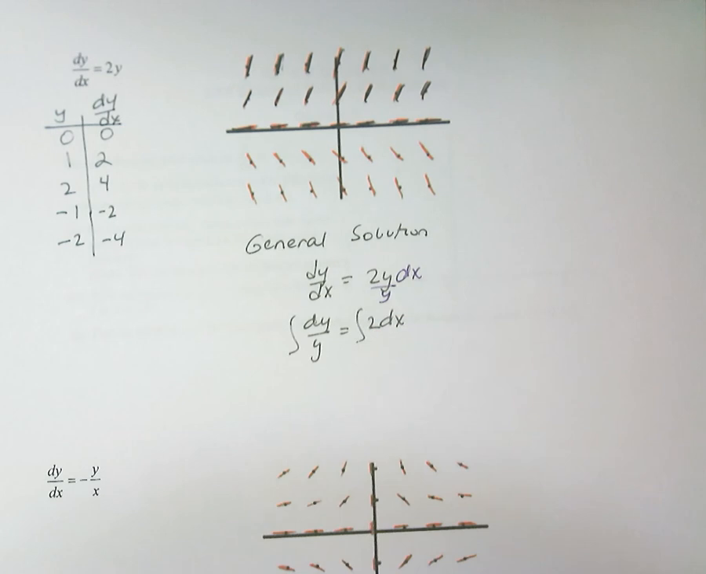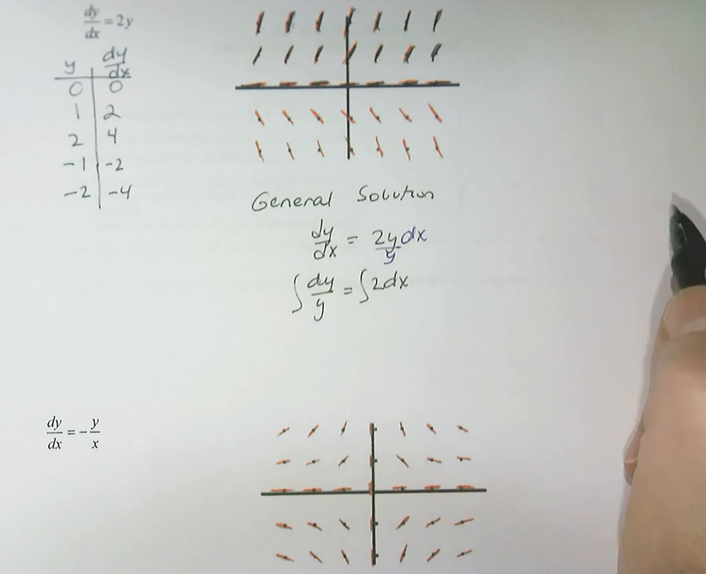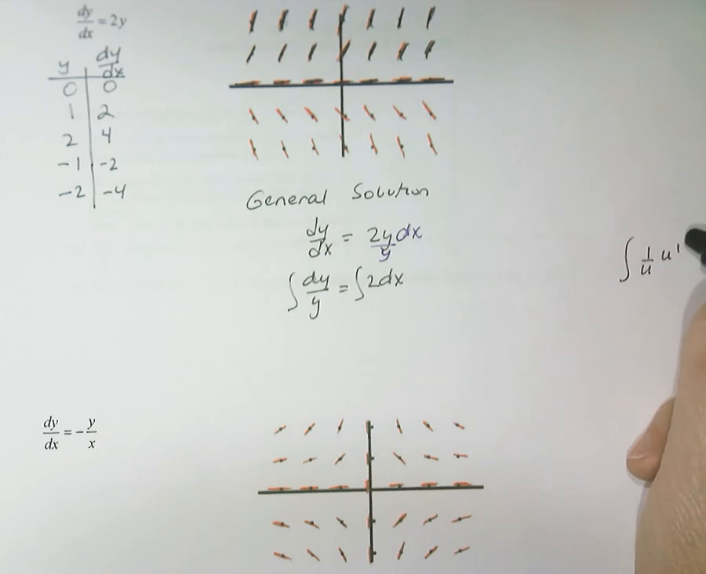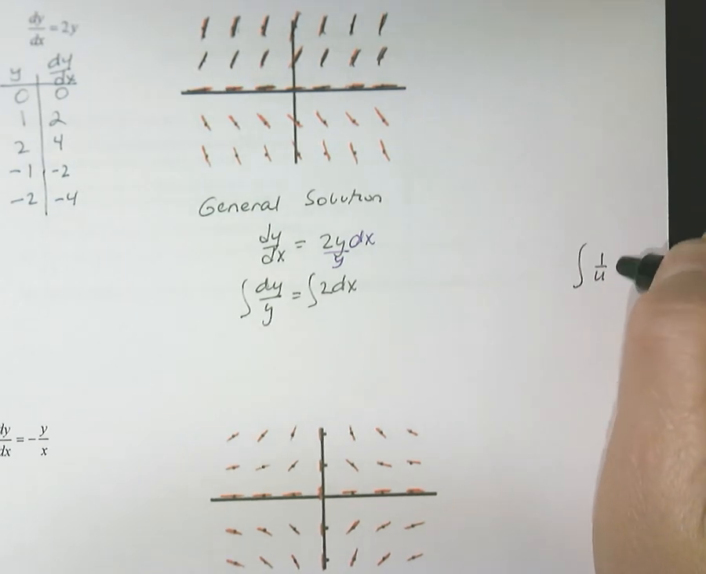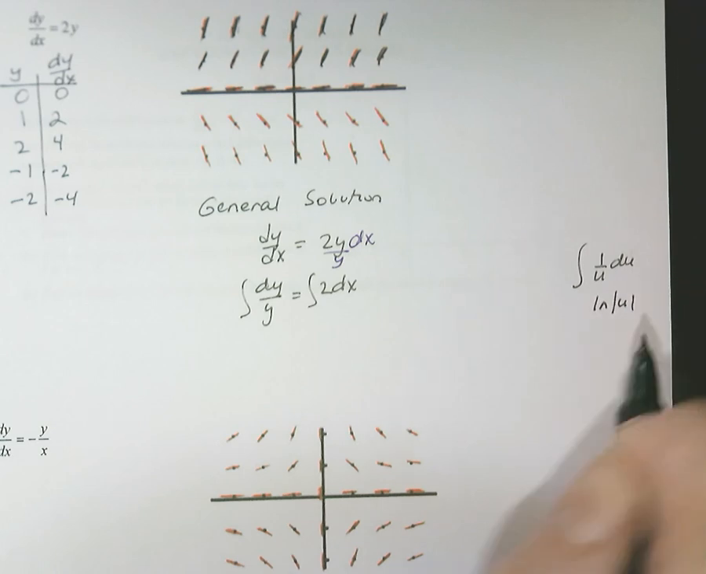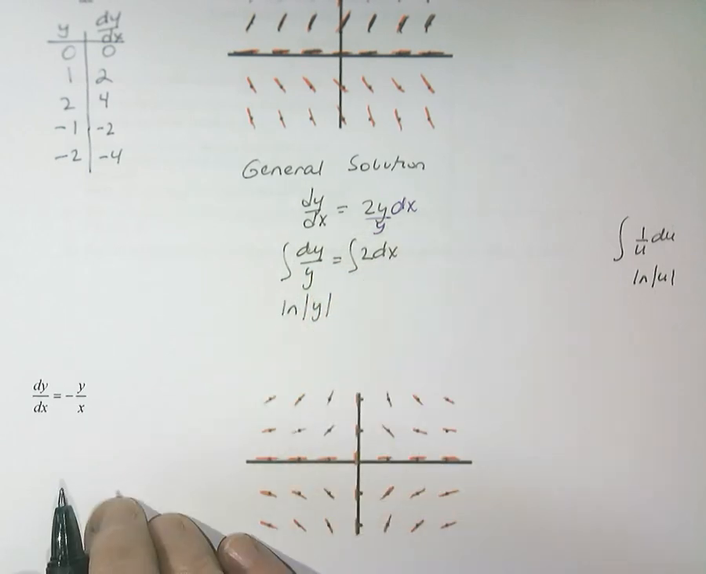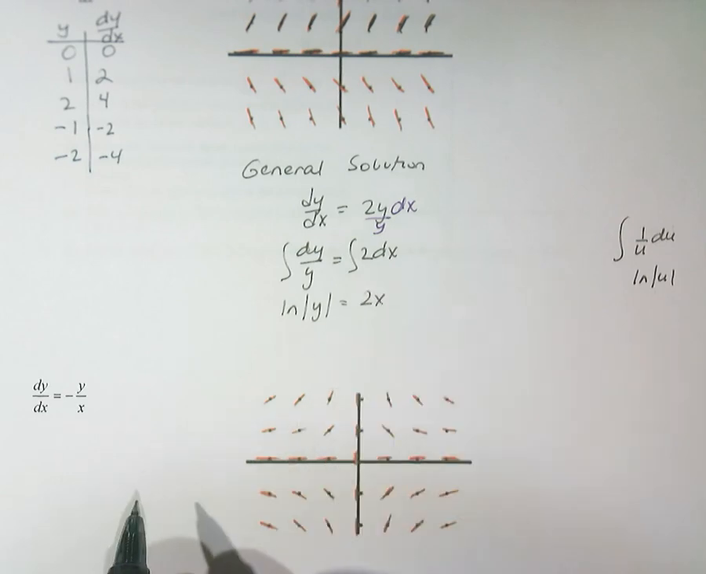So now when I integrate this, when I integrate dy over y, it's the same thing as saying if I integrate 1 over u, du, it's equal to the natural log, absolute value of u. So this side is going to be the natural log, absolute value of y. When I integrate this side, I get 2x and then plus c. And then there is a way to solve that for y, which I'm not going to do today. We'll do it at a later time.